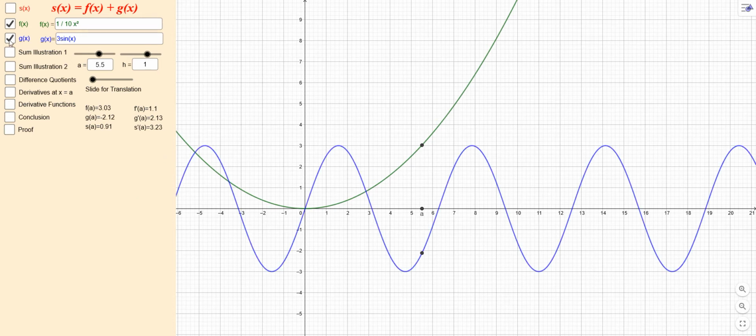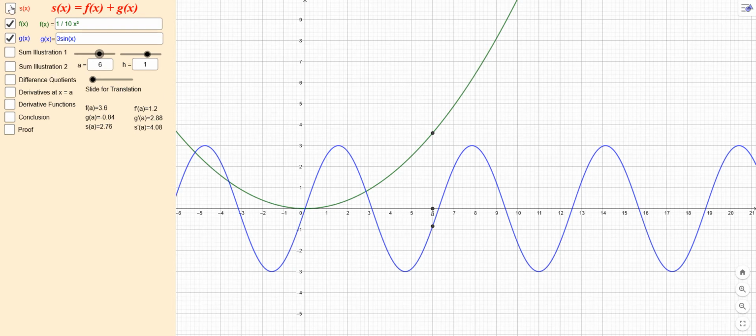And then we have a nice little sine wave going here, 3 sine of x. It's been stretched vertically, so it has an amplitude of 3 from the basic sine wave. And we can consider some point A along here controlled by this slider, or by this box here. So for example, right at the moment, A is 6, and you can see where f of A is, this point, the y value of this point here. It's about 3.6, and g of A is this point here, which is negative 0.84.